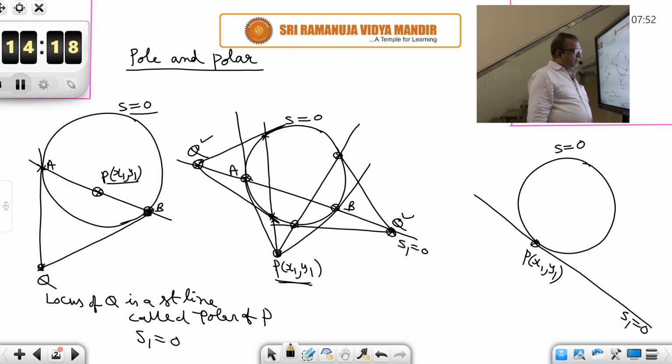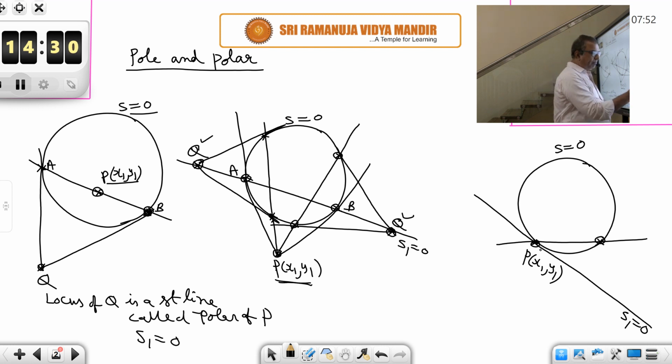Let us see. So what is the definition of the polar of P? If you want the polar of P, what you have to do? Through P you have to draw a line intersecting the circle at 2 points, out of which one point will be P only. At these 2 points you have to draw 2 tangents. At P already tangent is drawn, this one. At another point you draw the tangent. They are intersecting at Q. So where is Q? On a tangent only.